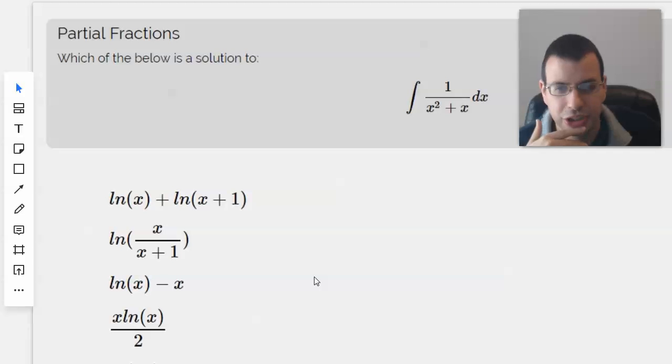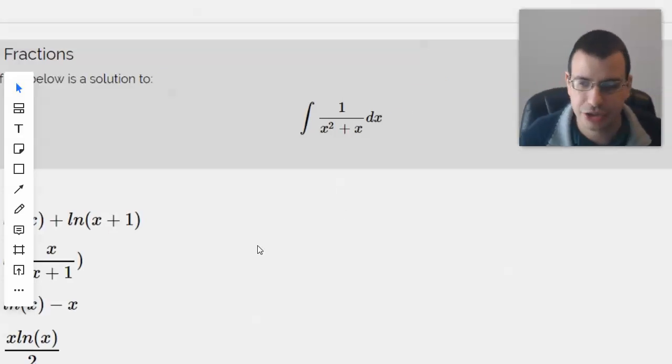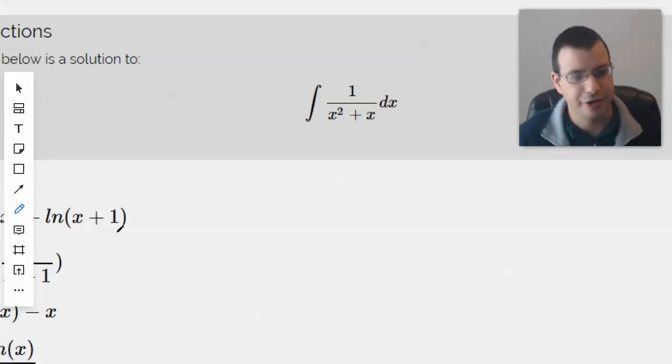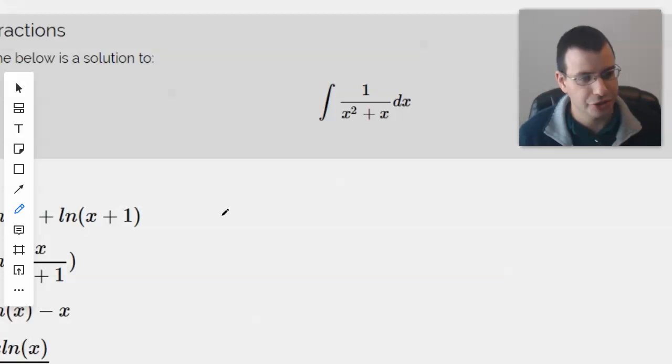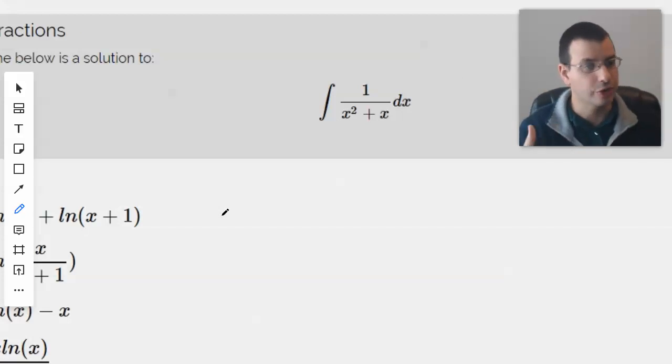Which of the below is a solution to the integral of 1 over x squared plus x? There really isn't a good set pattern for how you go about solving integrals. Usually you start with the most obvious, easiest solution, and then work from there.